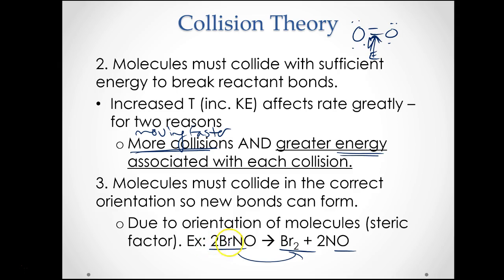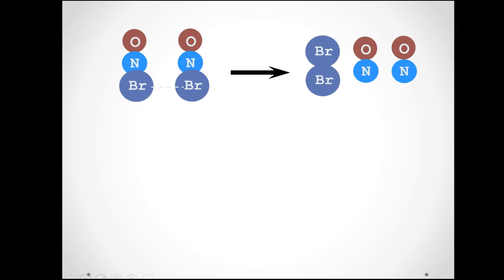So I have to take two BrNOs, and they have to bump into each other properly so that they can turn into Br2 and NOs. Okay, so I'll show you a little picture of what that looks like. So here's my two BrNOs, and they're going to turn into Br2 and 2 NOs.